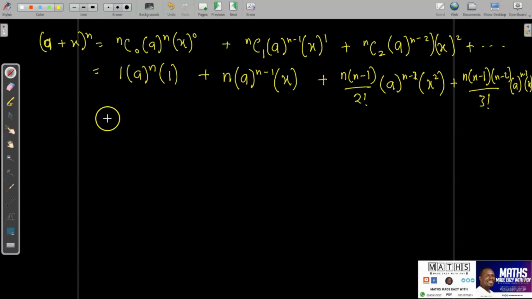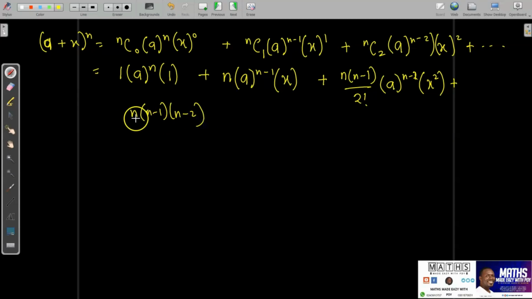Let me bring it down here. If I'm adding the third term to it, let me just bring it down. I'm being lazy on that. Sorry. If I'm adding the third term to it, it's going to be n times n minus 1 times n minus 2. So you have 3 factors here, all over 3 factorial, then times a to the power n minus 3, then x cubed.